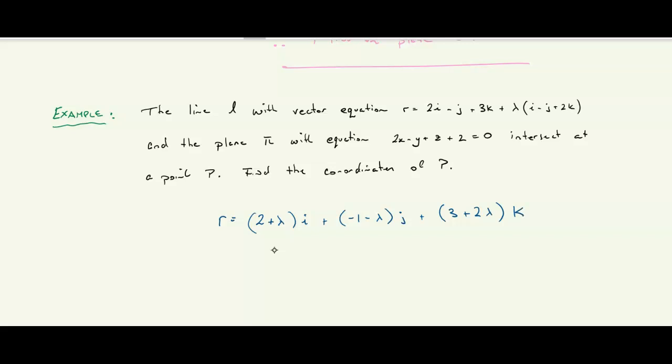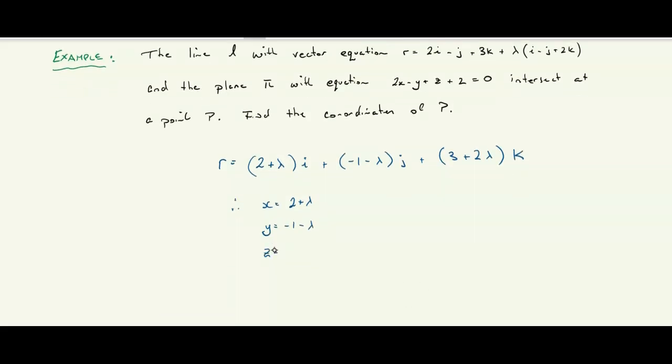So we can pull from that x is equal to 2 plus lambda, y is equal to negative 1 minus lambda, and z is equal to 3 plus 2 lambda. Now we can pop those values into the Cartesian equation, so we get twice 2 plus lambda, minus 1 minus lambda, plus 3 plus 2 lambda, plus 2 is equal to 0. Now we just solve this for lambda and then substitute back in to find our point of intersection.